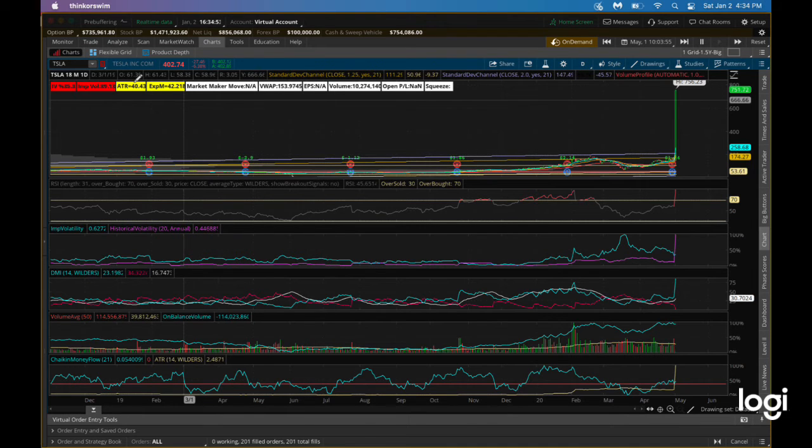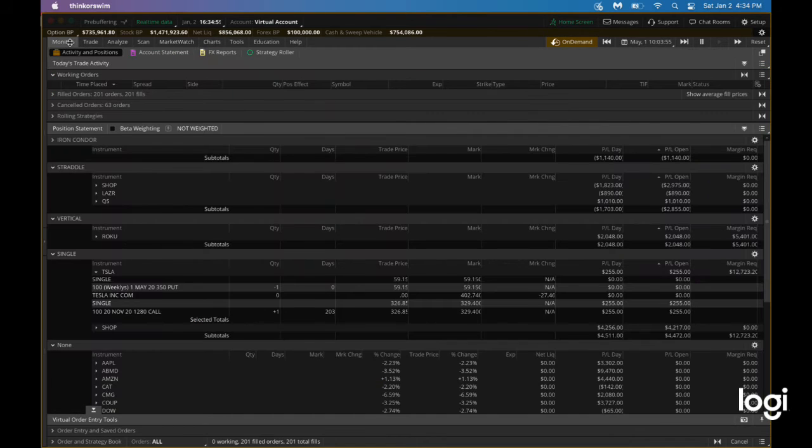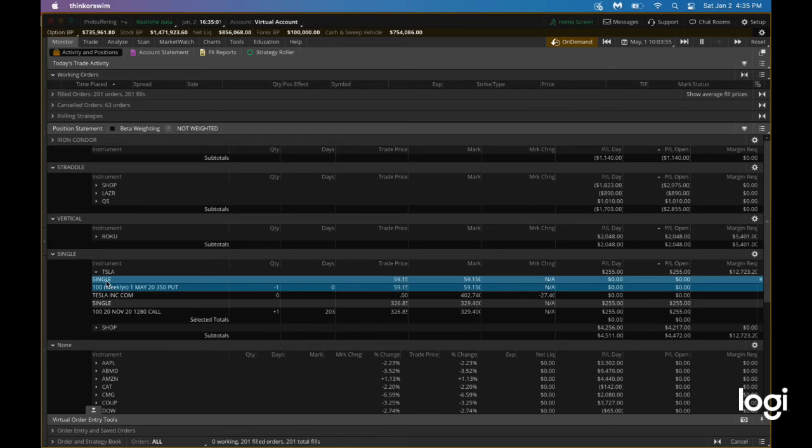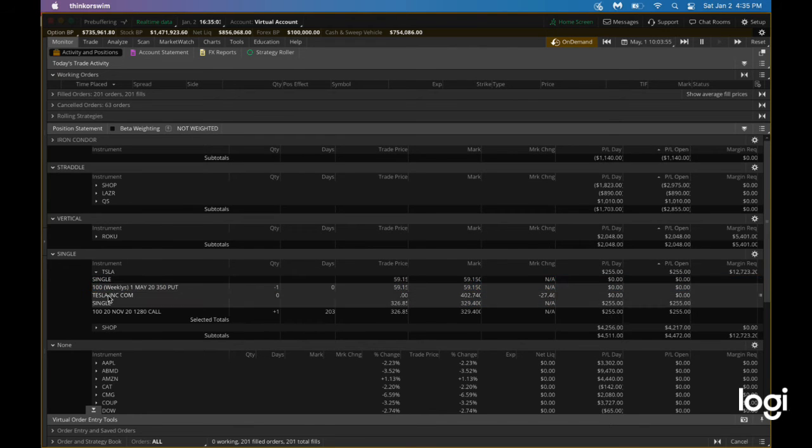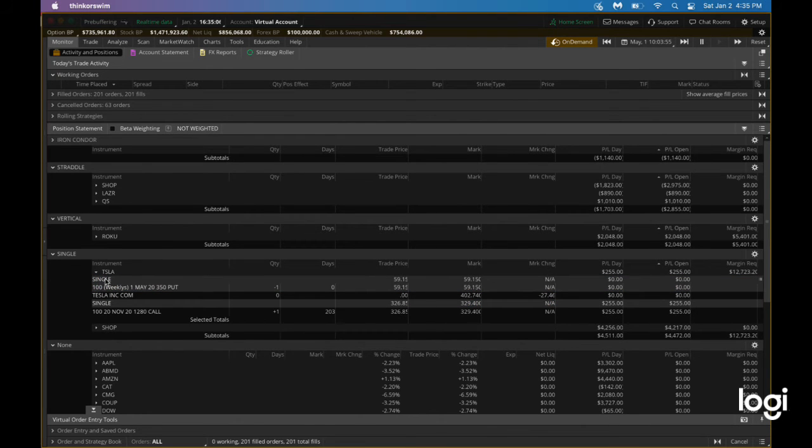All right, with that, let's go back to the monitor. Still buffering. Thinkorswim is pretty slow today, it looks like. Let's go to Tesla here. I think it's still buffering. Let's give it one more minute.